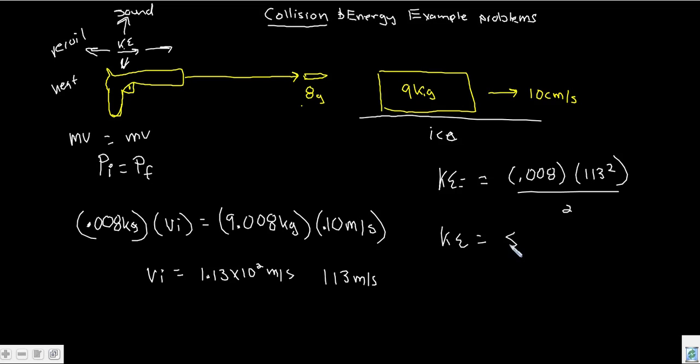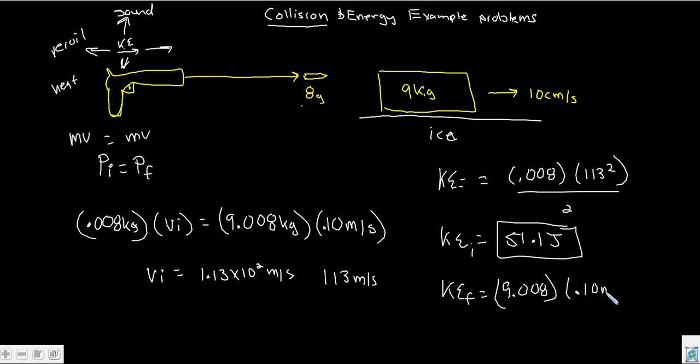Now my final kinetic energy is going to equal the mass of the bullet and the block, so I have 9.008 times my final velocity, 0.1 meters per second, squared, divided by 2, and I get my kinetic energy final to equal 0.05 joules. So clearly, most of the energy of the bullet went into other things when it entered in.